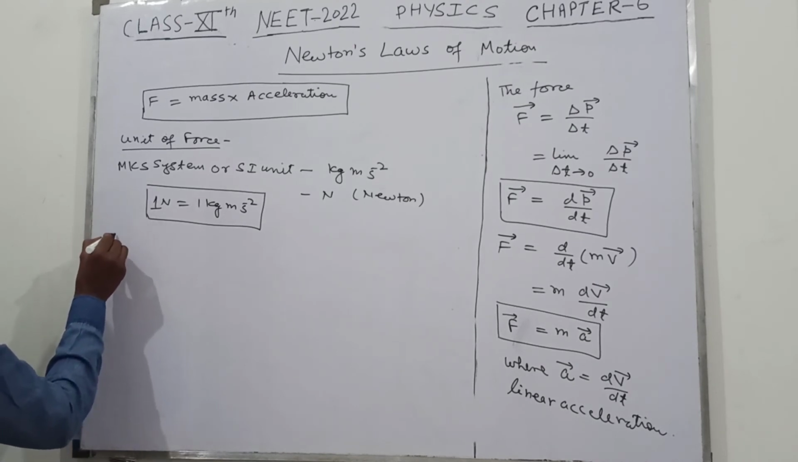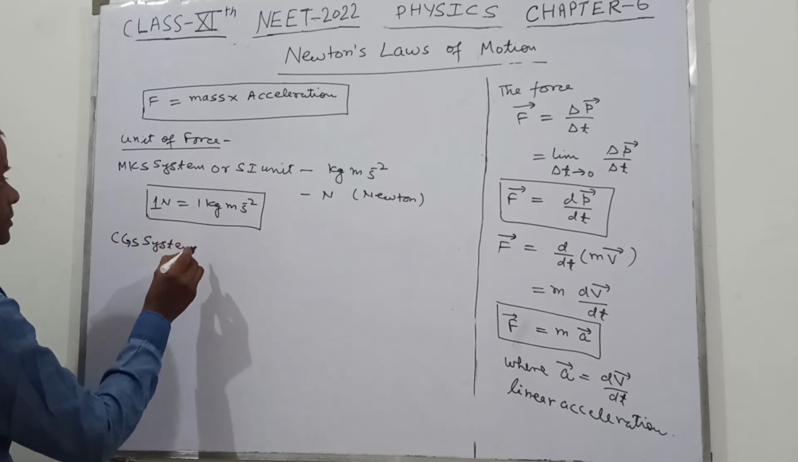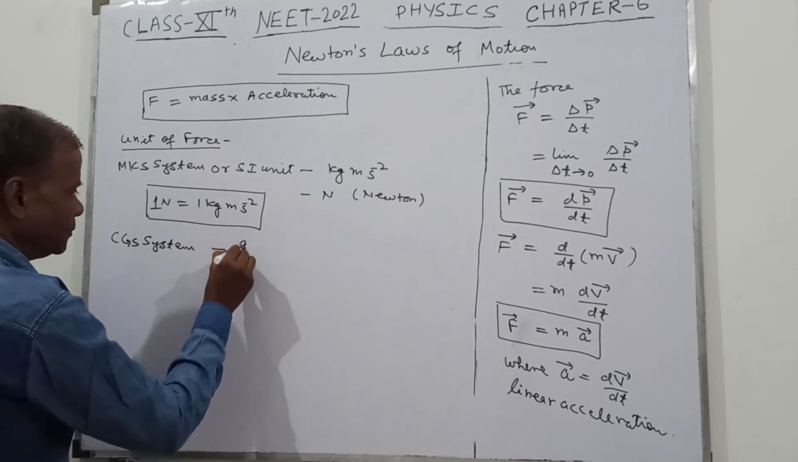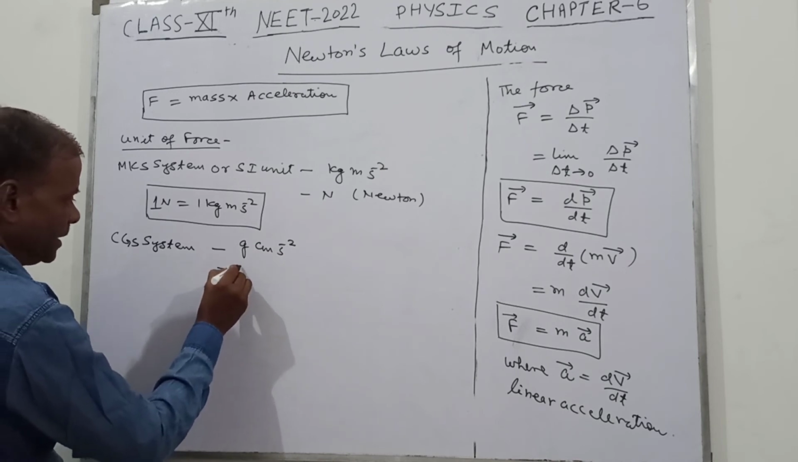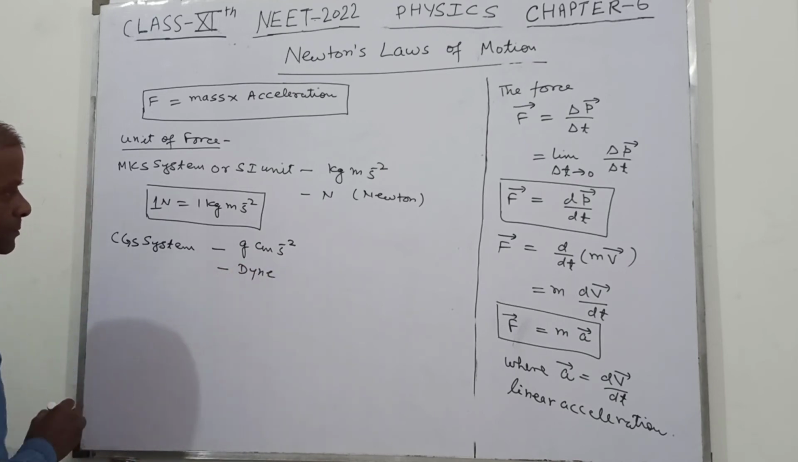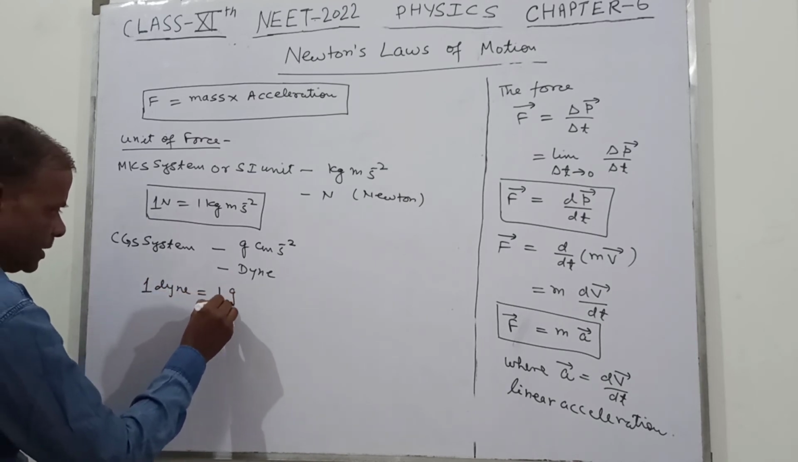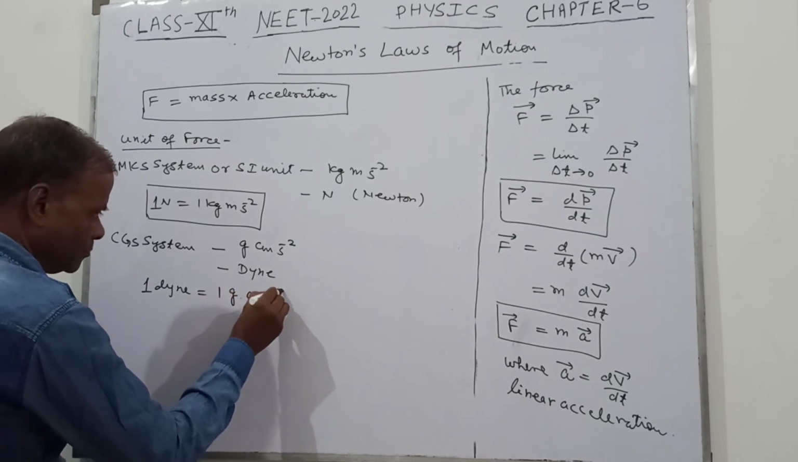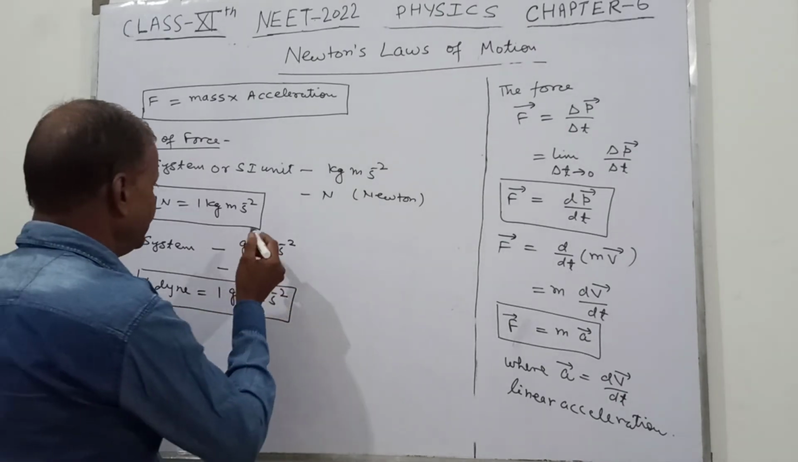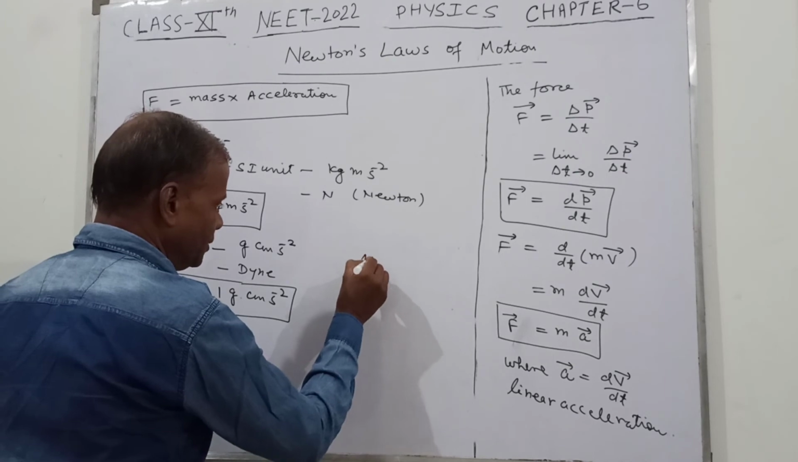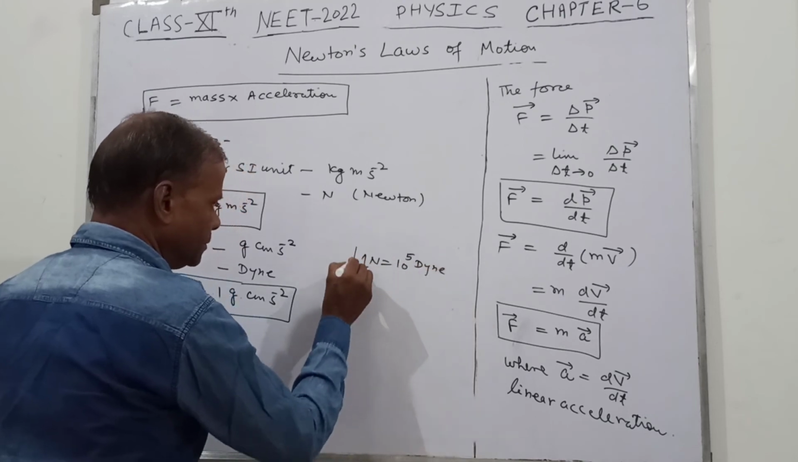Now similarly in the CGS system, this is gram centimeter per second square, and this is also called dyne. So we have 1 dyne equal to 1 gram centimeter per second square. Now the relation between Newton and dyne is that 1 Newton is equal to 10 raised to the power 5 dyne.